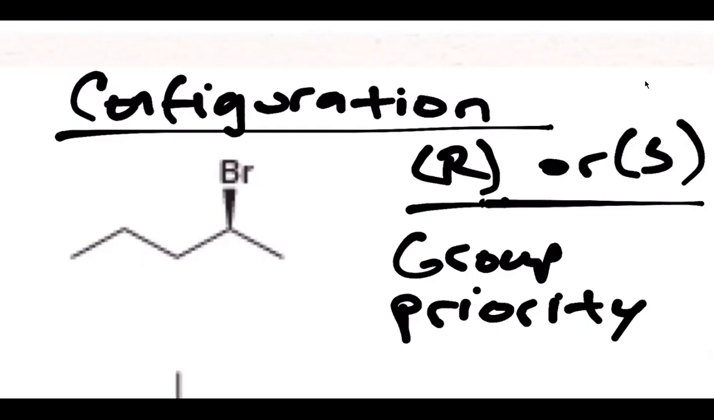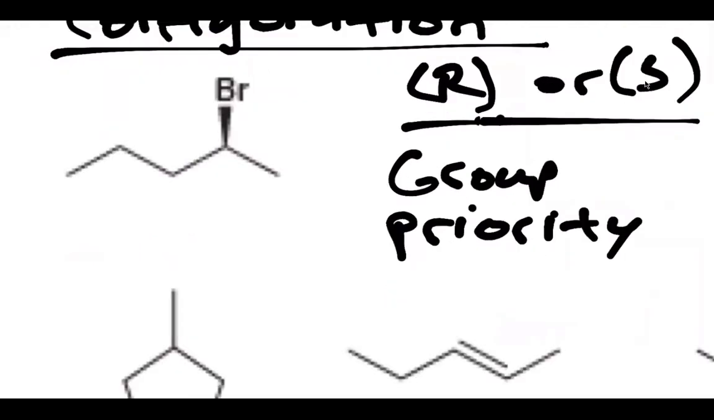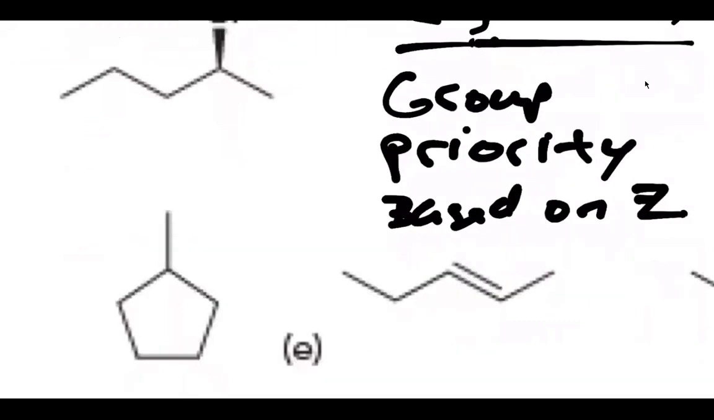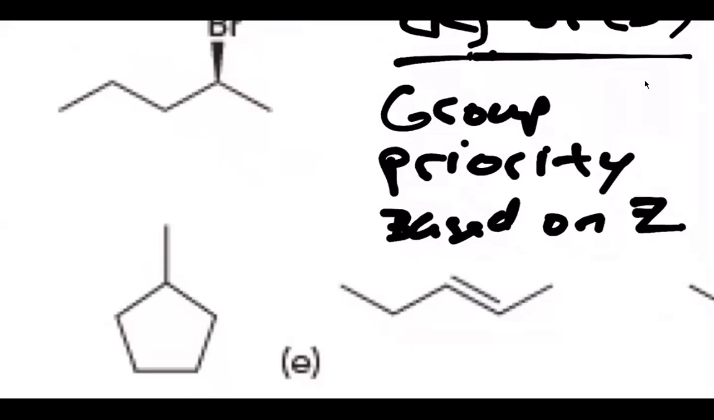Can anybody tell me what priority is based on? The atomic mass. Good. So the atomic mass is how we determine priority. Let's jump over to here because we're going to come back to that Taxol example and see if we can determine the configuration of each one of those 11 stereo centers. Then we're going to talk about the mirror image and the diastereomers using that same example.